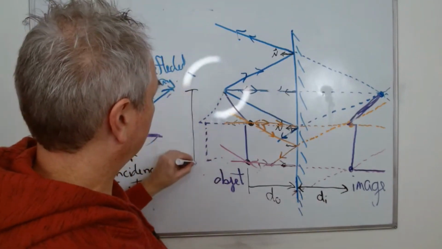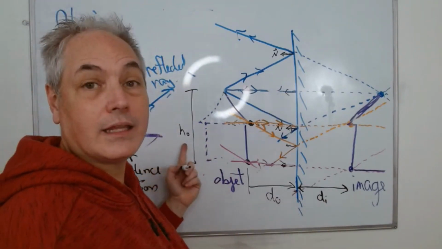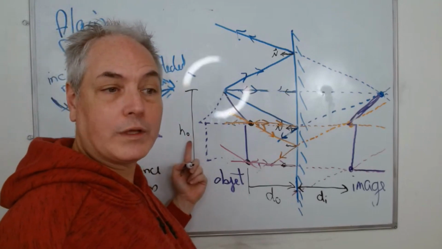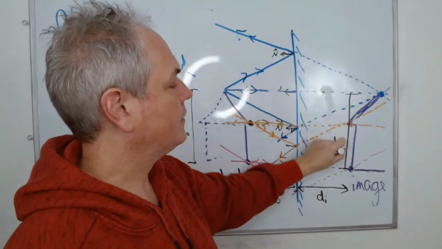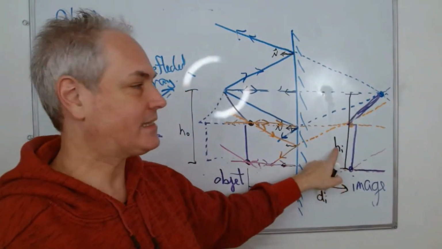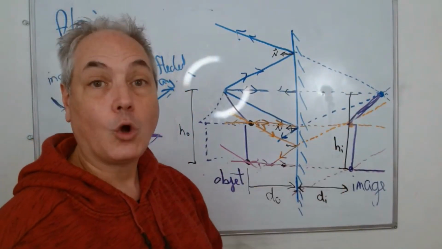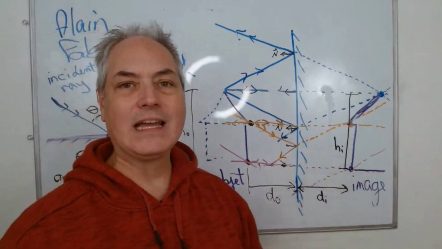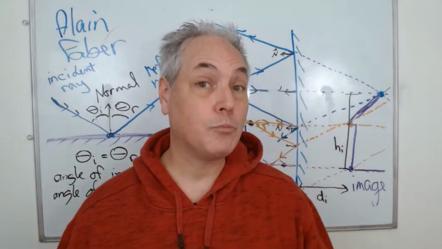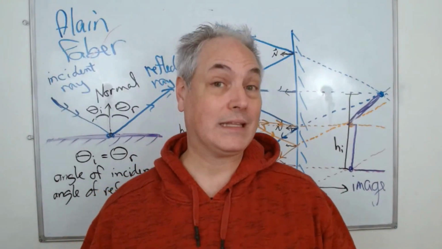We have here the height of the object. So I put a little O here for object, and we have here the height of the image. I stands for image. The whole idea here is that you can start putting measurements here, and that's how we can use more and more what we know about light to make this happen.